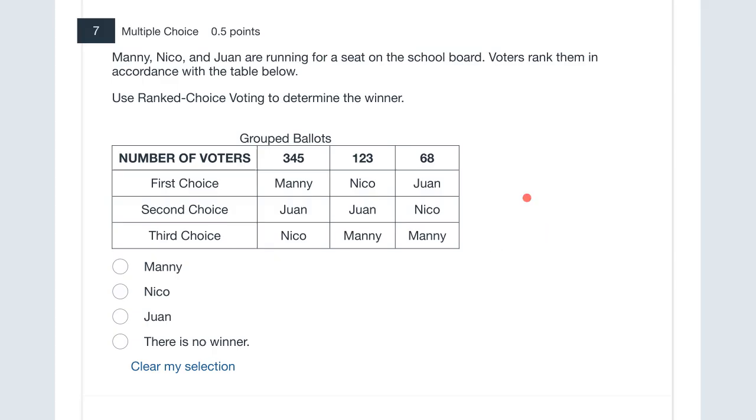Back to ranked choice voting. First thing we have to do is determine the number of voters. So there are 345 plus 123 plus 68, which is 536.